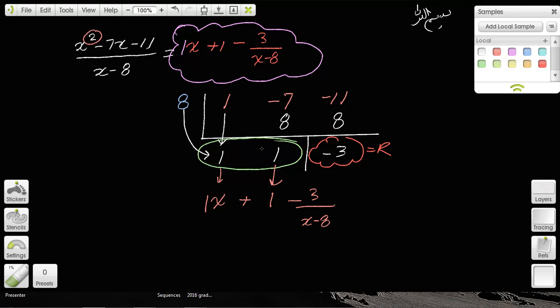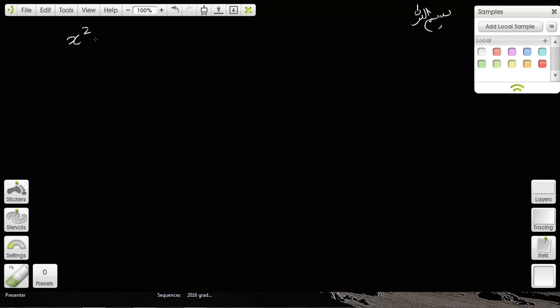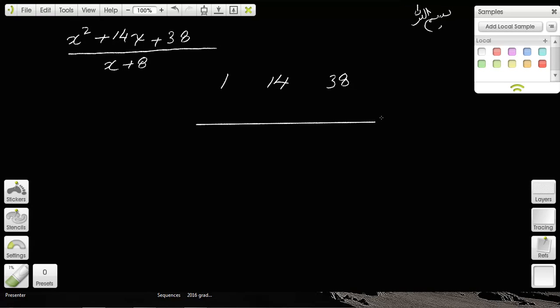All right, so let's do another example. I have x squared plus 14x plus 38, and we're going to divide this by x plus 8 this time. So again, I copy down the coefficients and the constant term like this. Now in this case, we're dividing by x plus 8, so what's going to go over here is actually negative 8, the opposite of this. And then you do the long division like this.